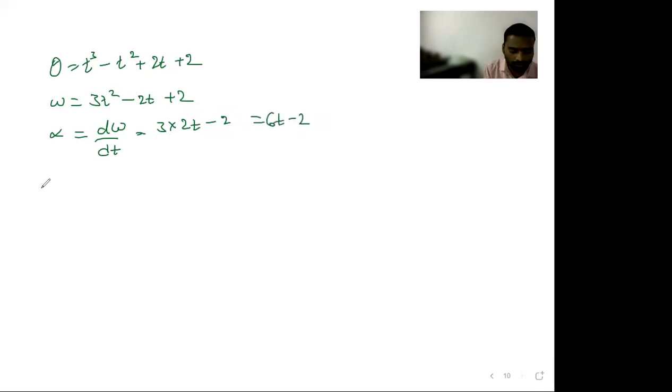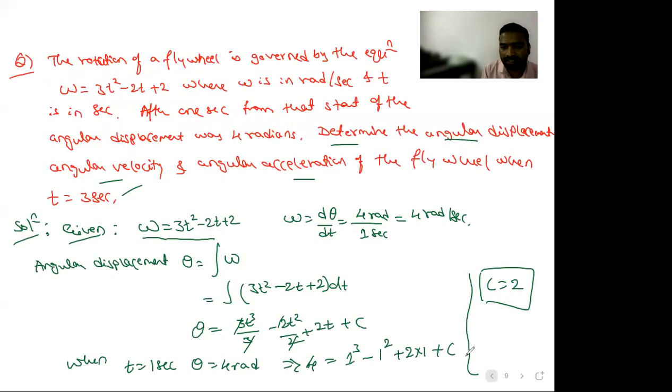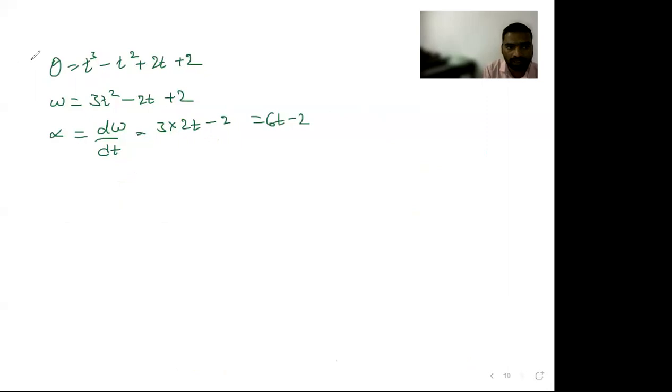Correct? So what is asked? He is asking you to determine the angular velocity, angular displacement and angular acceleration of a flywheel when t is equal to 3 seconds. Means whatever I have determined, all these three quantities at t is equal to 3 seconds. So at time t is equal to 3 seconds.